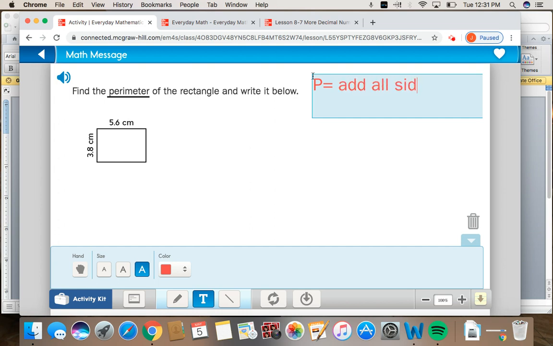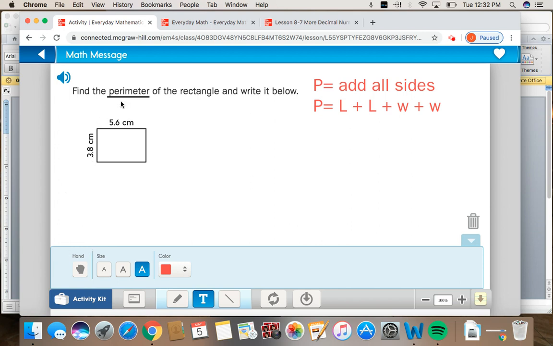Add all sides. Or some people like to say perimeter equals length plus width plus length plus width. And that's fine too. So now that we have that, let's see if we have all the information we need. If we're going to be finding the perimeter of the rectangle, we're going to need all four sides. So I'd like you to pause your program and try to figure it out, because I'm going to go ahead with my work and the results. If you're not ready to see that yet, try it first on your own.